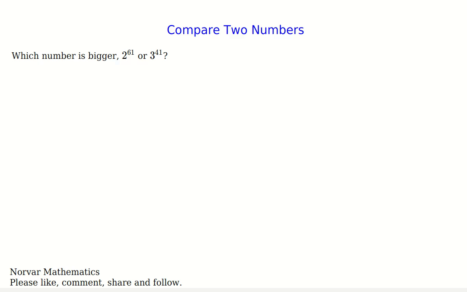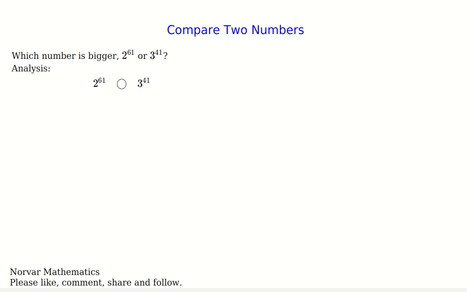Let's take a look at the question of which number is bigger. Let's do some analysis first. One side is 2 to the 61st power and the other side is 3 to the 41st power. It represents the multiplication of 61 consecutive 2's and the multiplication of 41 consecutive 3's. The question is which side is larger.